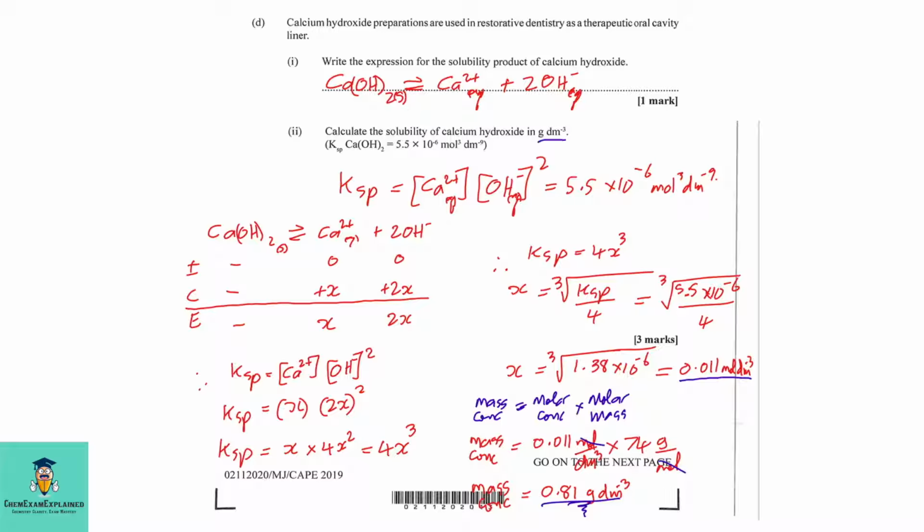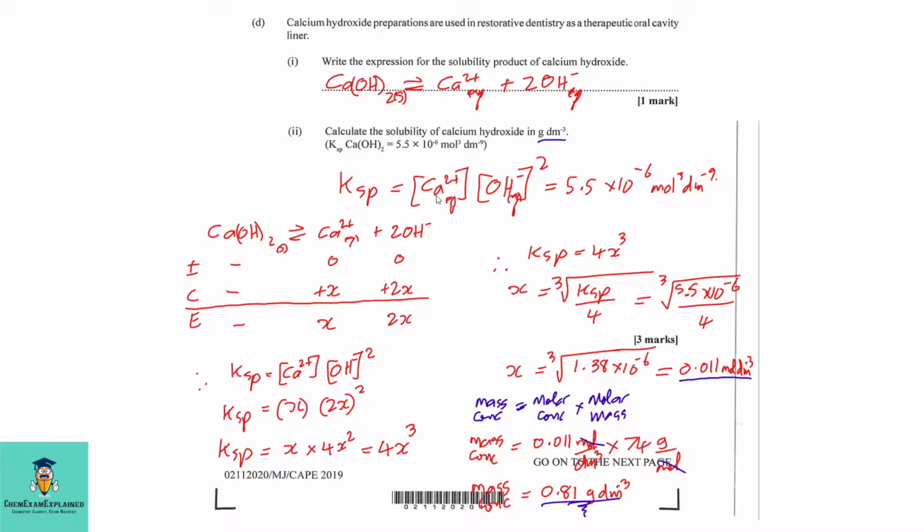So our calcium hydroxide, being a sparingly soluble compound, is going to be in the solid state. It dissociates slightly to form calcium ions and hydroxide ions. D. Part 2. Calculate the solubility of calcium hydroxide in grams per dm cube. This is saying that they want the solubility in terms of mass concentration, not molar concentration. We're going to calculate the molar concentration first, however, and then convert it back to mass concentration.